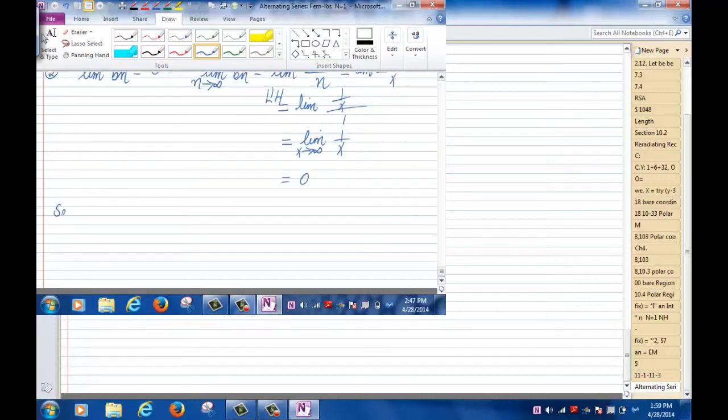So by the alternating series test, the series of (-1)^n ln n over n is convergent. Is everybody okay with that?